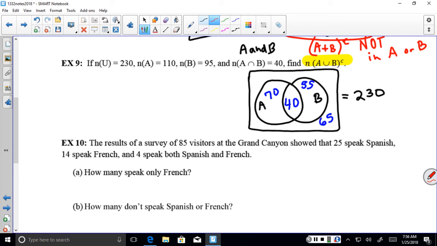So where is it? It's the 65 right there. Technically, all of these numbers are in the universe, but that one's in the universe outside the circles.